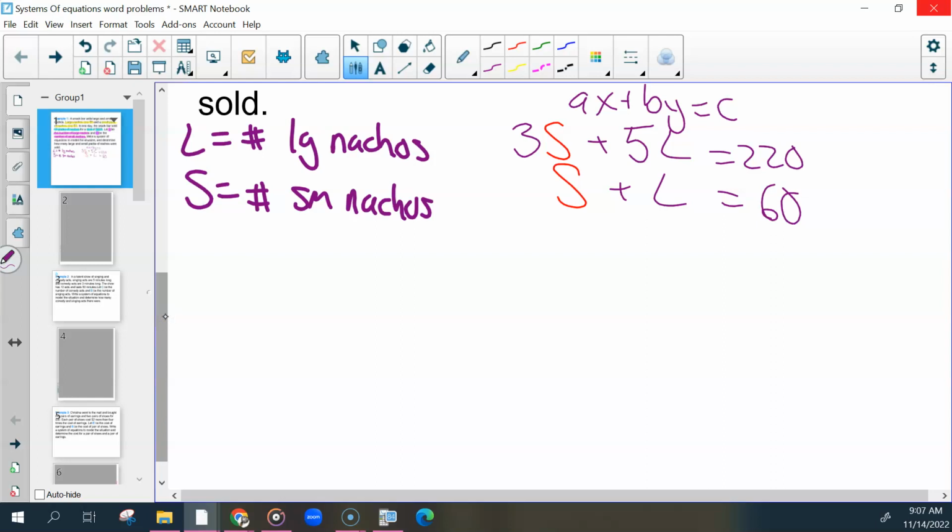Alright, so now we have two equations. And again, as I said before, you have three options. Solve by graphing, solve by elimination, solve by substitution. So for this one, we're going to solve by graphing. If you don't have your calculator, go grab that.